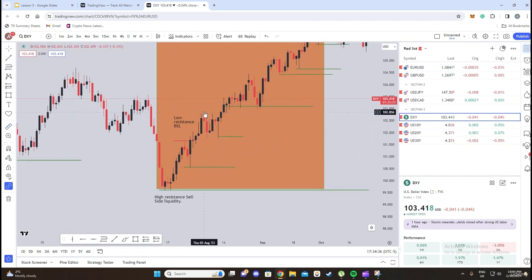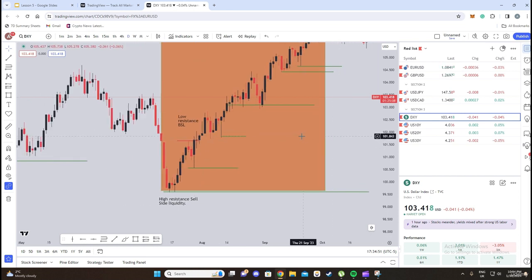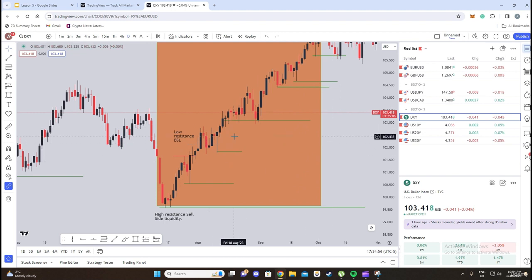So price went here, traded lower, maybe to fill an inefficiency in the lower marketplace, or simply just to trade lower to take out stops. Because obviously below these lows, there's going to be short-term sell side liquidity, but on the smaller time frame. And then where is the next logical point for price to trade up to? To take out this swing high over here, because this swing high is also low resistance buy side liquidity.